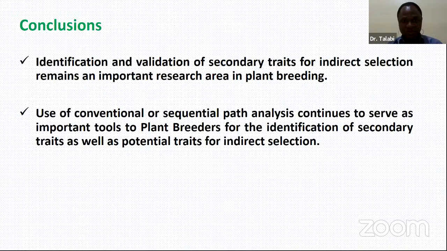So I'll conclude by saying that the identification and validation of secondary traits for index or indirect selection remains an important research area in plant breeding. And also the use of the conventional and sequential path analysis will continue to serve as important tools to plant breeders for identification of secondary traits, which can be used for indirect selection.